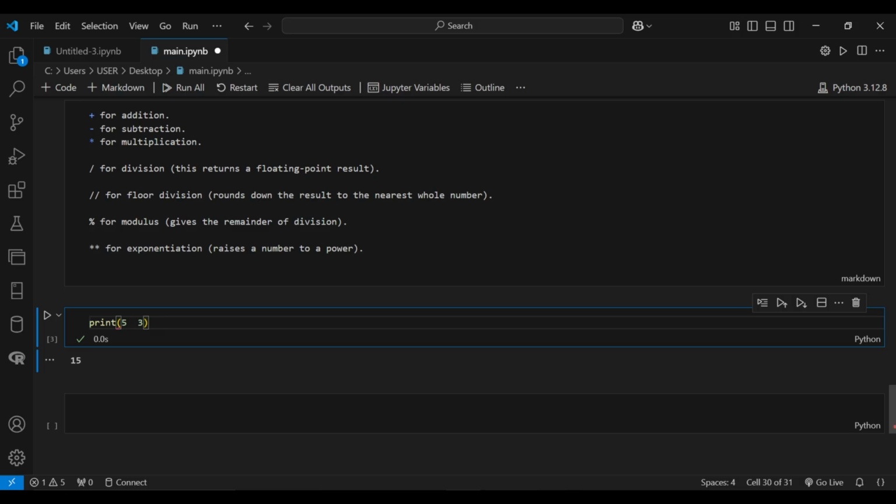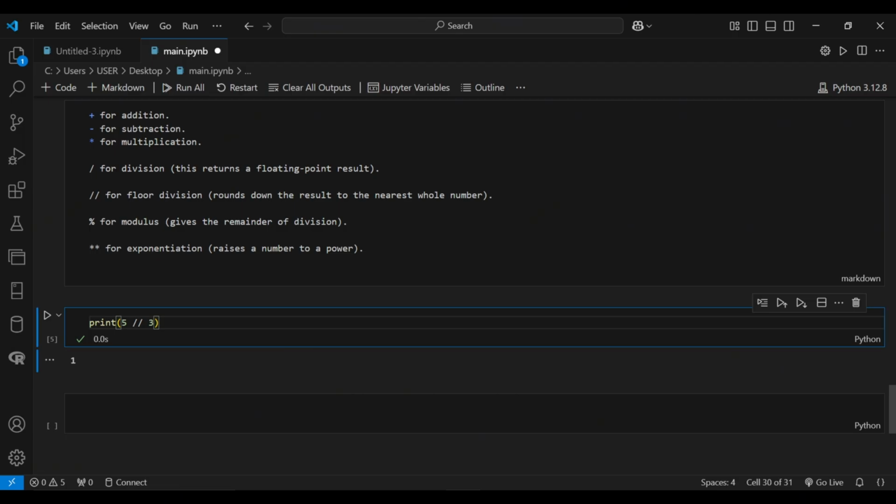Division, I'm sure we already know division. Okay, don't let me skip any parts. So division of 5 divided by 3 would be 1.667. Now let's do the floor division, which is double slash, which will round the result down to the nearest whole number. So the nearest whole number here would be 1. When we divided it, it was 1.67, and the whole number inside 1.67 is 1. So that's what the floor division does.